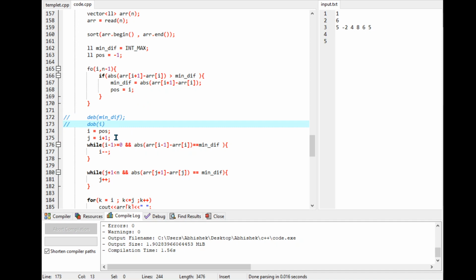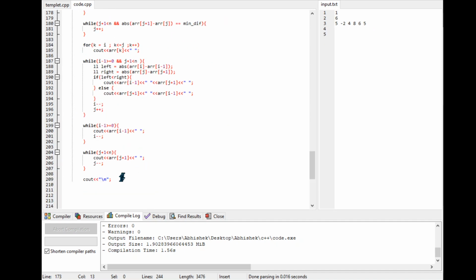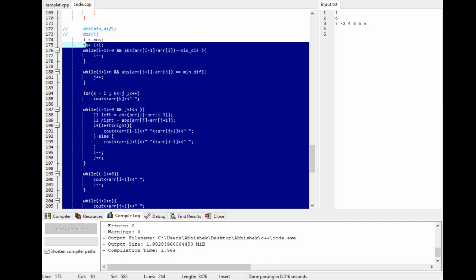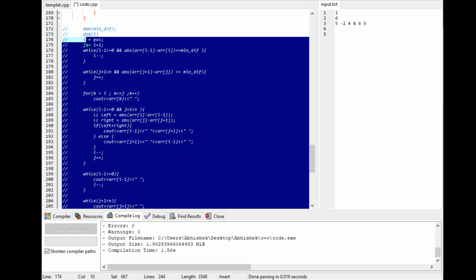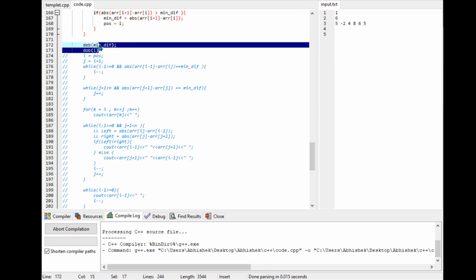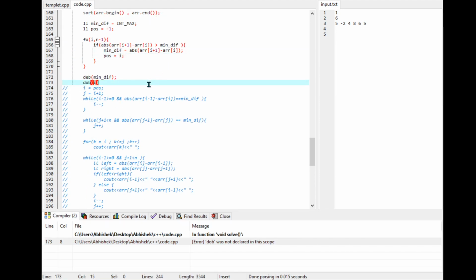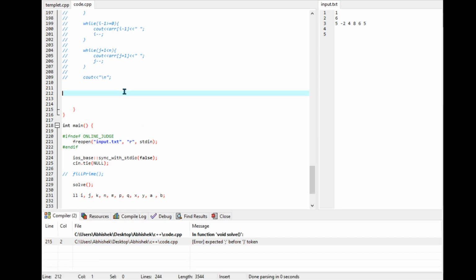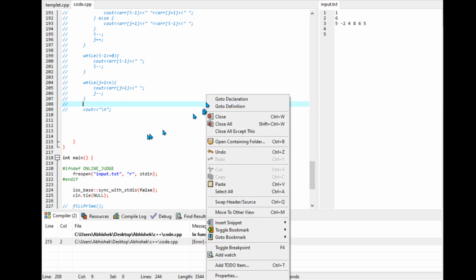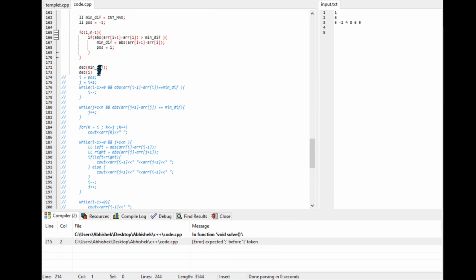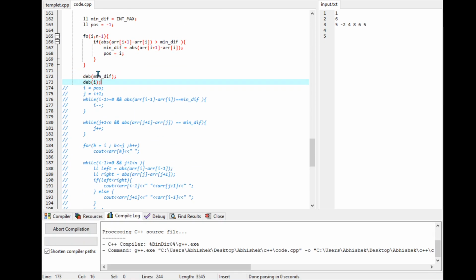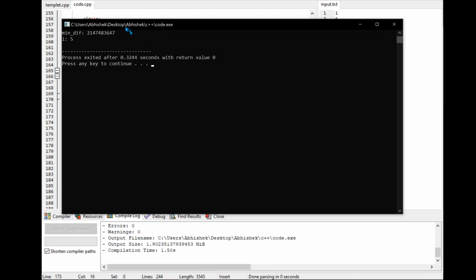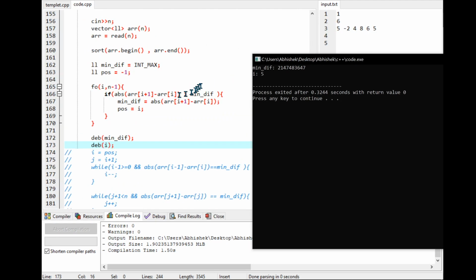Okay, let's do one thing. Let's just remove everything else from the code right now, because we just need these two. Let's see what is it. There's some bracket problem, some semicolon problem. See, okay, the min difference is itself coming to int max.